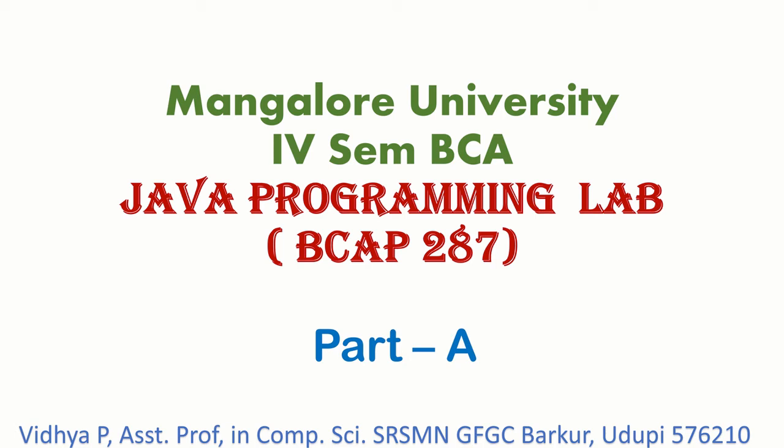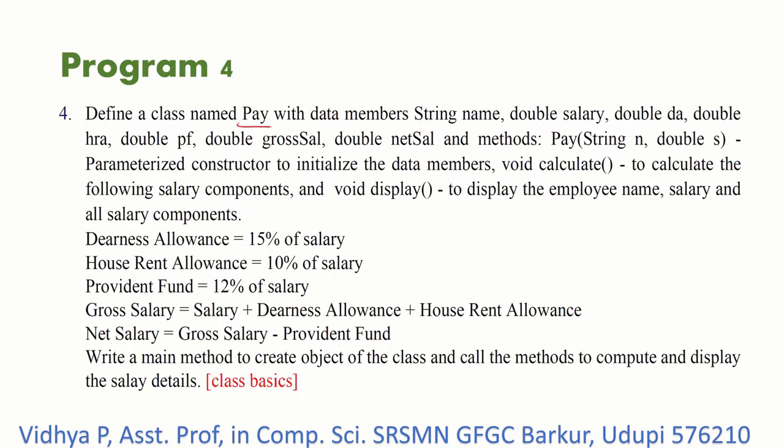In this video, we will discuss Mangalore University 4th Sem BCA Java Programming Lab Part A programs. In a class Pay with the data members string name, salary, DA, HRA, PF, gross salary, net salary, and methods: a Pay, that is a parameterized constructor to initialize the data members, a method to calculate the salary components, and void display to display the employee name, salary and all other salary components. And they have also mentioned how to calculate all these things.